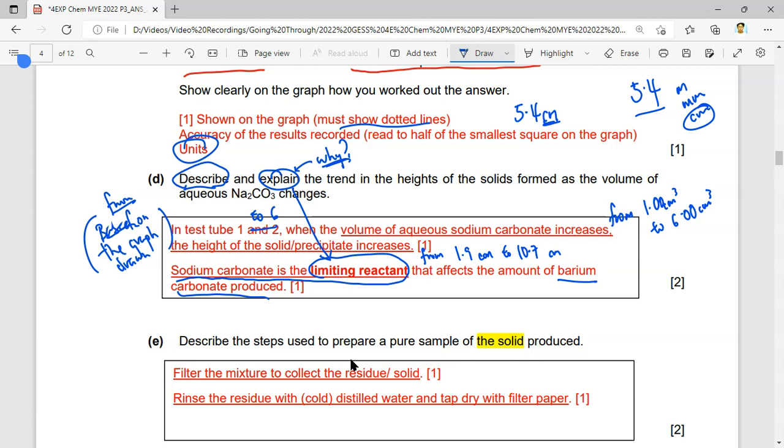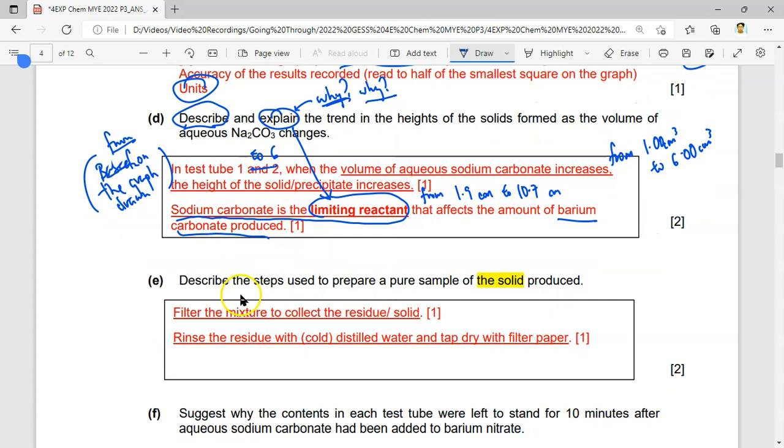If you're kiasu, you see one time explain, maybe you want to ask yourself 2 times why. Why? After you write your sodium carbonate is a limiting reactant. Why? So you can ask yourself why to see whether your answer is complete or not. 1 explain actually equals 1 why. But if you want to be a bit kiasu, you can ask yourself 2 times why. If you're able to answer 2 times why, you're more or less quite there, because each time I ask why, you're actually going deeper into the knowledge that's required.